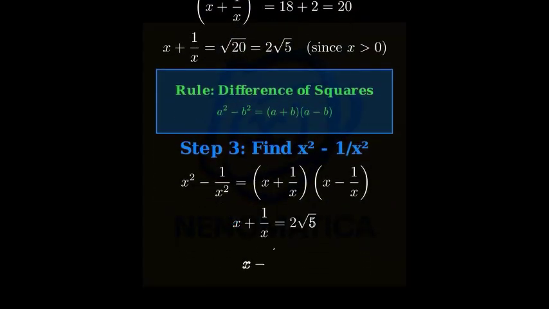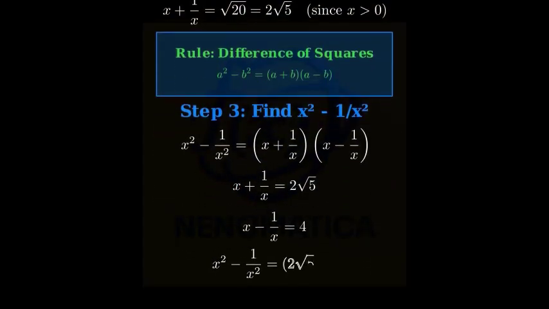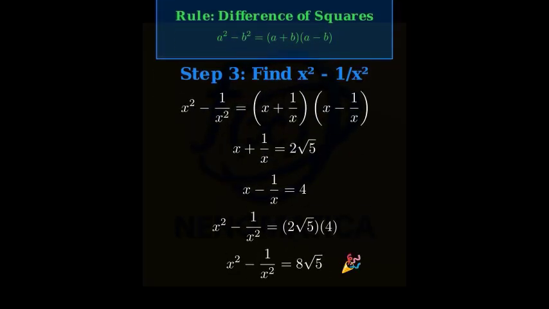But we already know that x plus 1 over x equals 2 times the square root of 5, and x minus 1 over x equals 4. So our answer is 4 times 2 times the square root of 5, which simplifies to 8 times the square root of 5. Let's summarize what we've learned.